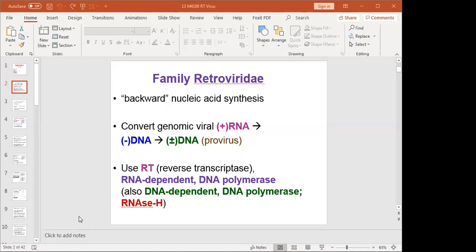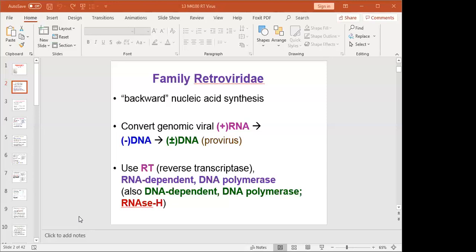So, RNA-dependent DNA polymerase. The first part of the phrase refers to the requirement for template, and the second part is what the enzyme would make. In this instance, the template is RNA and it makes DNA.